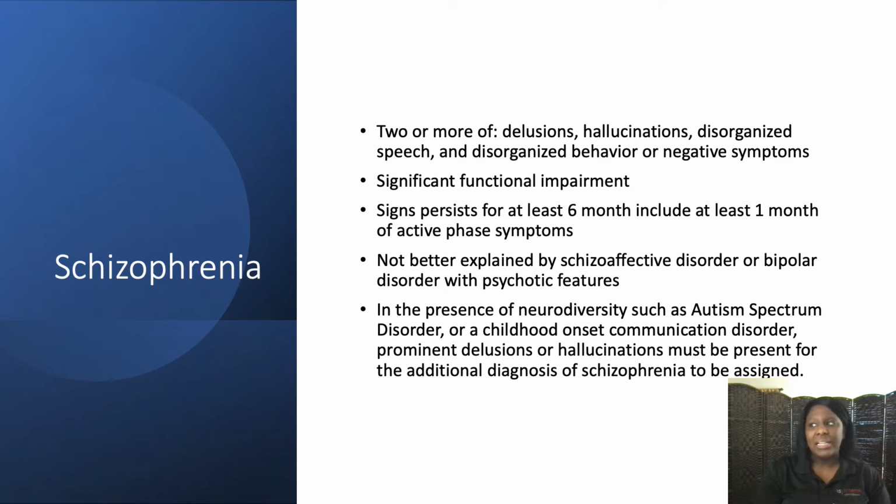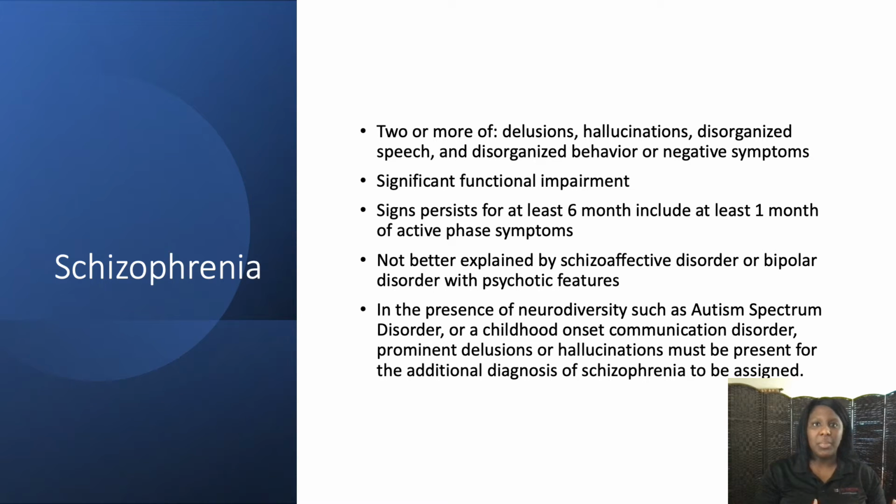When we're looking at a diagnosis of schizophrenia, that's the place where we're going to start. Schizophrenia requires that there are two or more of the symptoms present in criterion A. That's delusions, hallucinations, or disorganized speech. At least one of those must be present, and or disorganized behavior or negative symptoms. There must be a significant functional impairment, and the signs persist for at least 6 months and include at least 1 month of active phase symptoms.